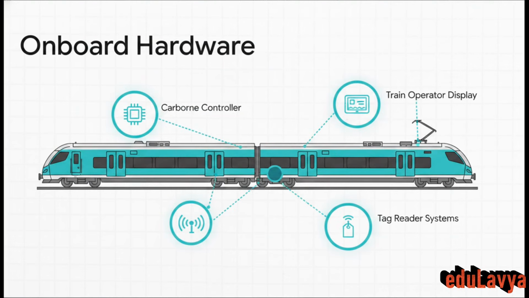To make all this magic actually happen, the train uses some very specific hardware. The real brain of the operation inside the train is the carborne controller, or CC, which is just constantly crunching numbers on the train status.